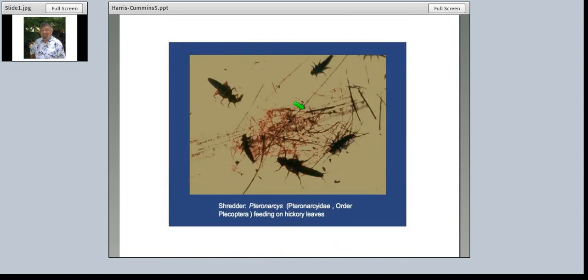Here's a picture of one of the stonefly shredders. It's quite large. You can see from the scale that these stoneflies, when they're fully grown nymphs, reach almost 2 inches. So they're very large. There's an eastern species, which you're looking at here. There's also a western one that we have that's quite abundant.